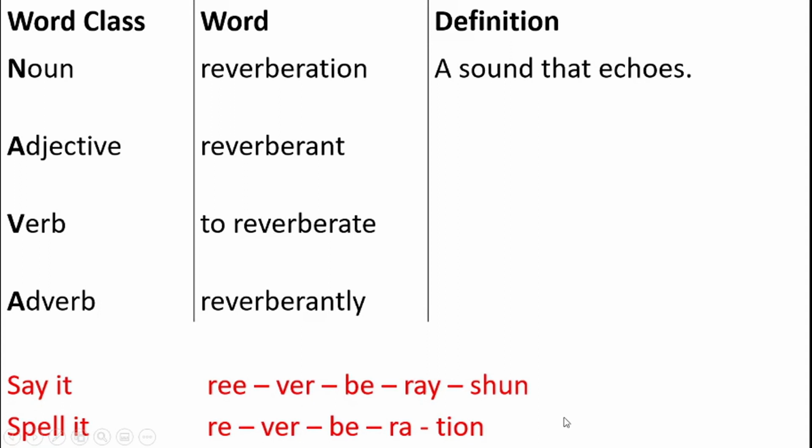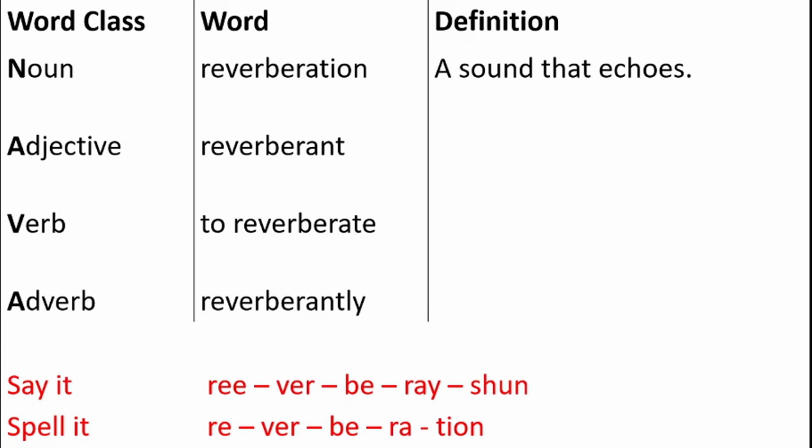reverberation. And then our adjective form is reverberant. Our verb, to reverberate. And our adverb, reverberantly. Pause to let you write that down. Then we'll move on to the final example.